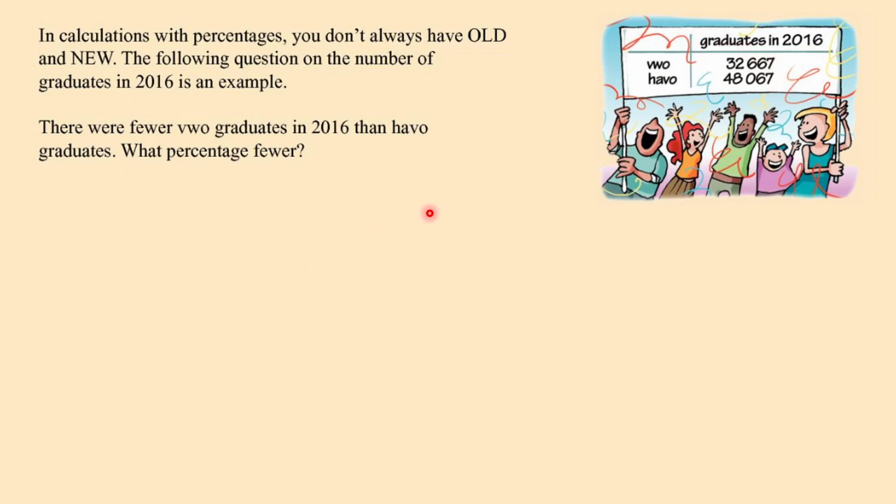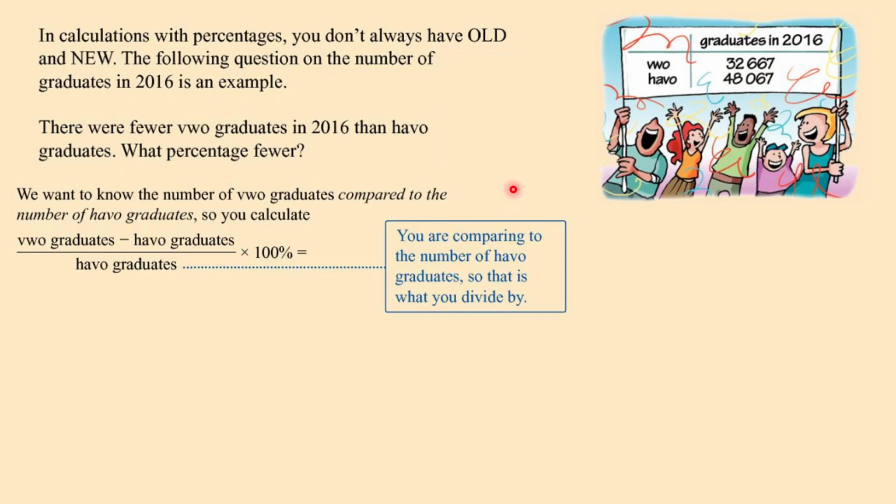Yeah, I cannot use new minus old divided by old here. Because, what's new, what's old? So instead of using that, I can use a slightly different formula. I will show you the actual formula in a second. What they say is we want to know the number of VWO graduates compared to the number of Vwo graduates. So you can calculate that: VWO graduates minus Vwo graduates over Vwo graduates. And you're comparing to Vwo, so that's why you divide by Vwo.